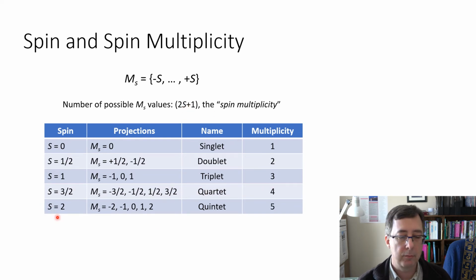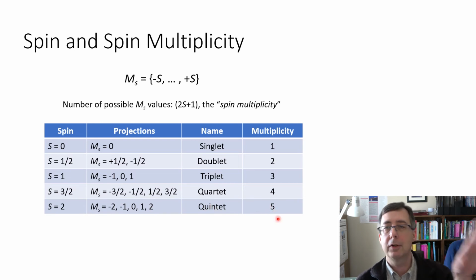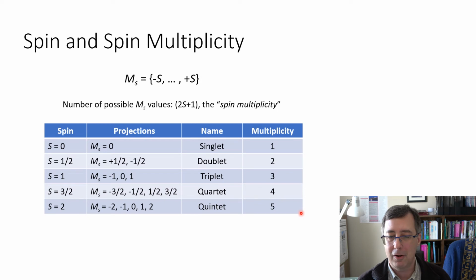And let me list one more. If s equals 2, then you go minus 2, minus 1, 0, 1, or 2. 5 of those, called a quintet. Okay, and you could keep going. You could go to sextet, septet, octet, nonet, and those are all possible, but increasingly unlikely unless you have some high-spin metals or something.